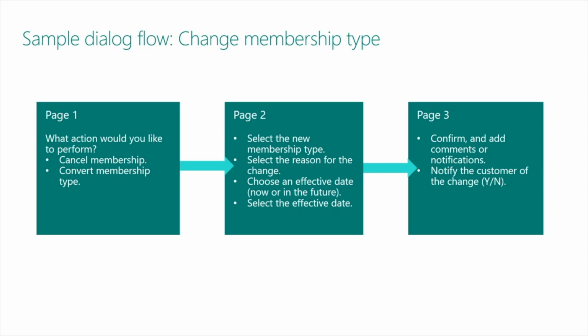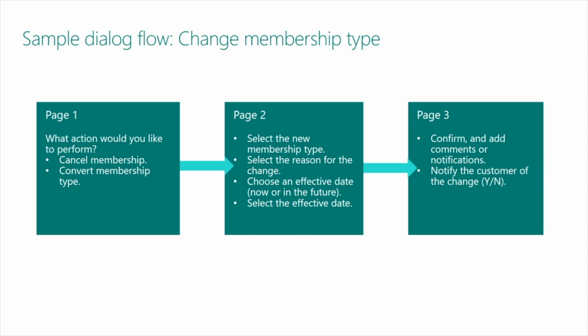And you have a customer service agent who needs to change their member type. Typically they would have a multi-page dialog. The dialog will guide them throughout that experience, asking what actions they would like to perform. This would be the entry point for the dialog, and you can have multiple options, whether you want to change the membership, convert the membership tier, for example, or even cancel the membership or update personal information.